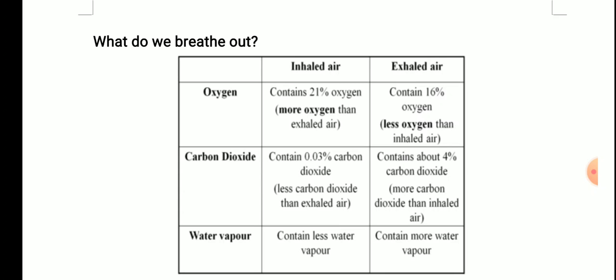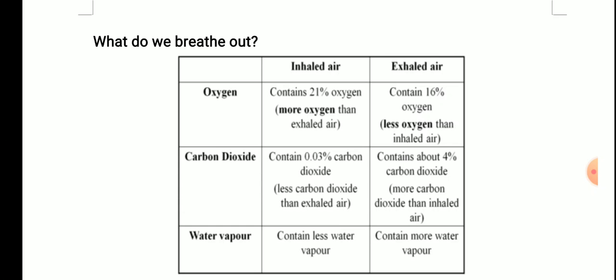So how does this percentage of oxygen decrease? See, when we inhale the air, it contains 21% oxygen. Now this oxygen has to be transported to the tissues. When it is transported to the tissues, definitely the amount of oxygen in the blood will decrease, and the air that comes out will have less oxygen. So definitely the exhaled air will have less oxygen.